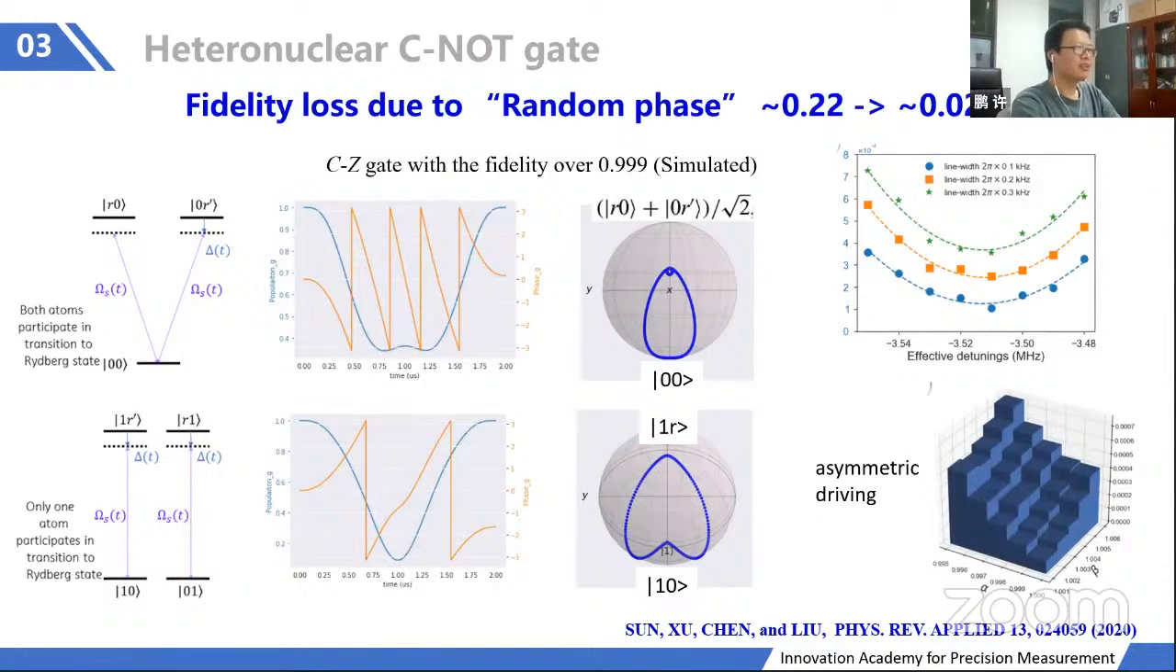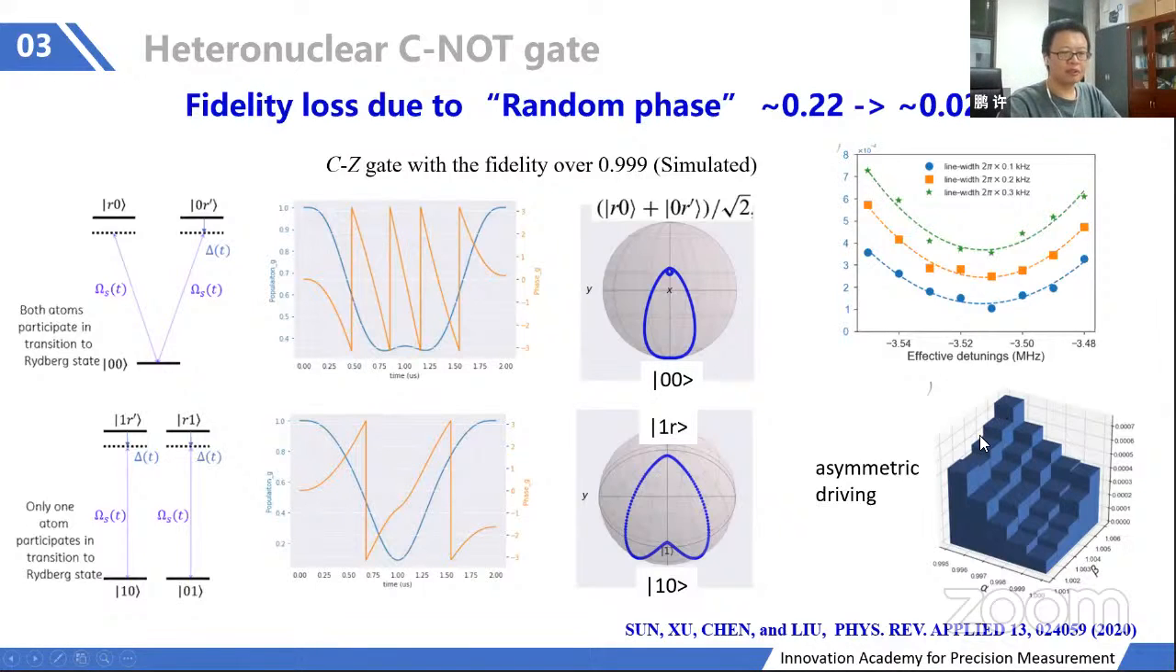And more importantly, because it is an off-resonant drive, the atom will not be populated in the Rydberg state. So the random phase accumulated in the Rydberg state will be very small. And this protocol is very robust. It can endure an effective detuning as large as some 100 kilohertz.